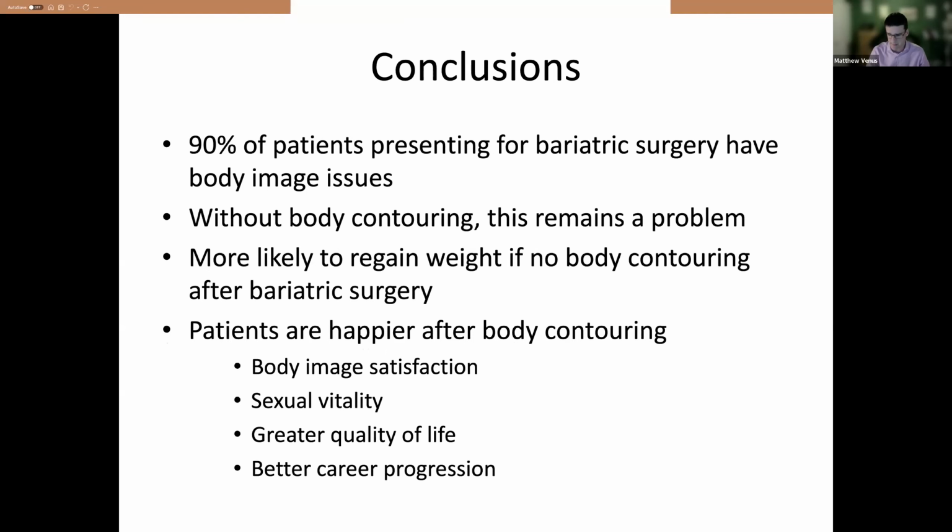So I'm a big advocate, not just because I like doing the surgery, but because I think it really does help the patients at the end of their journey, after they've had bariatric surgery and have changed their diet and the way they live their lives, to then have the excess skin removed. I think it really is the cherry on the cake.